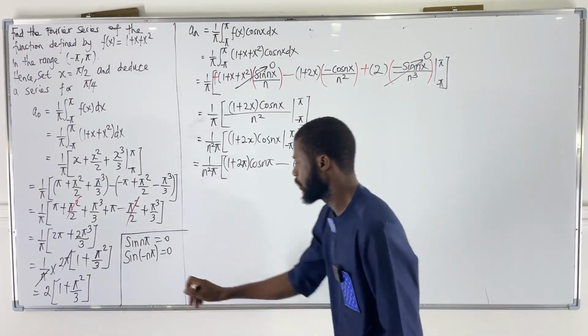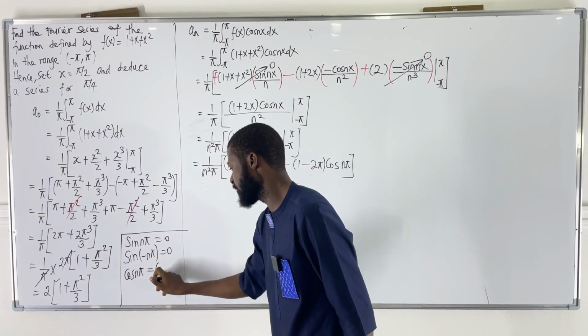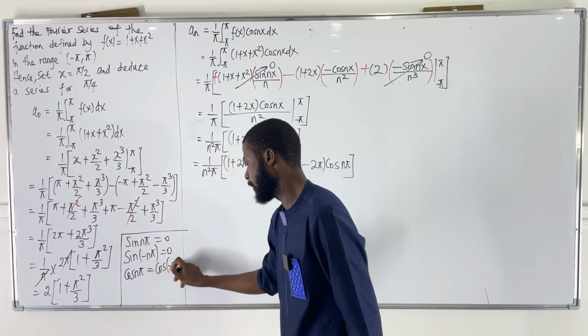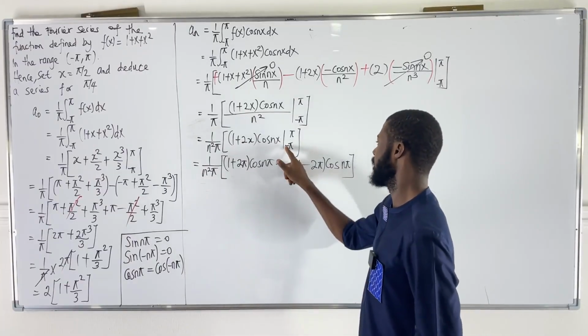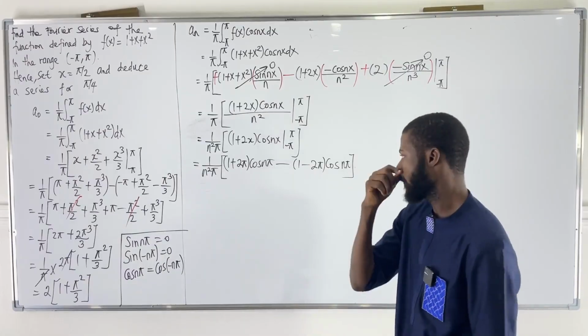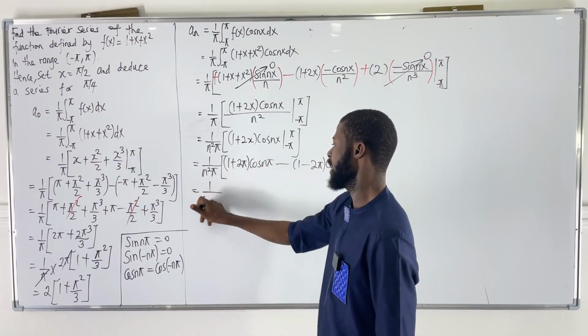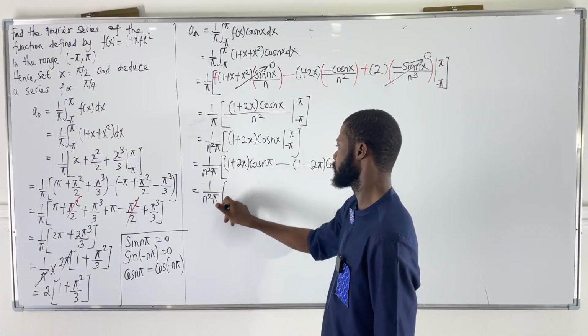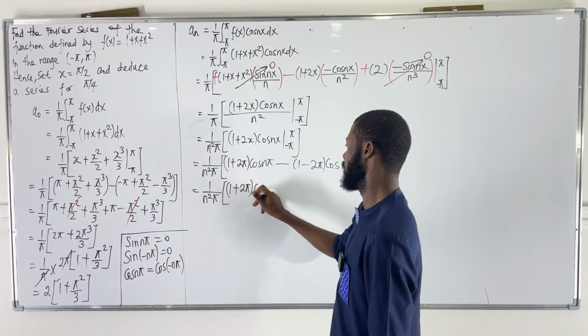Let me say that again. Cosine of n pi is the same thing as cosine of minus n pi, because cos is an even function. So this minus is still the same as when it's positive. So let's not really stress ourselves about that. Now this is 1 over n squared pi. Then this is 1 plus 2 pi cosine of n pi.